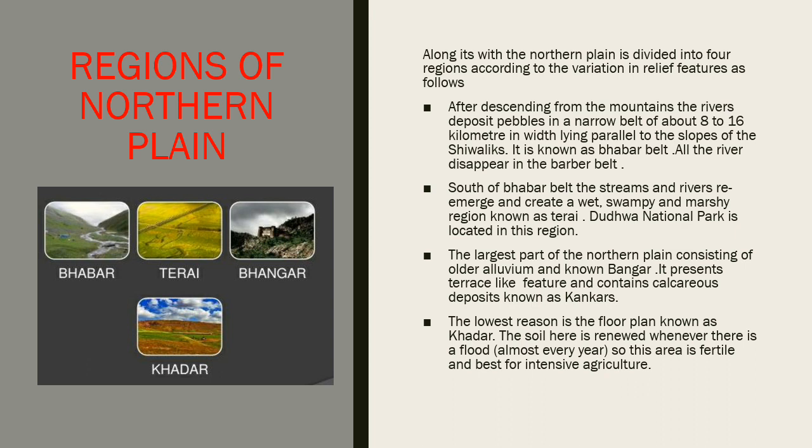The largest part of the northern plain, consisting of older alluvium, is known as Bhangar. It presents a terrace-like feature and contains calcareous deposits known as kankars. The lowest is the flood plain, known as Khadar. The soil here is renewed whenever there is a flood, almost every year. So, this area is fertile and best for intensive agriculture.